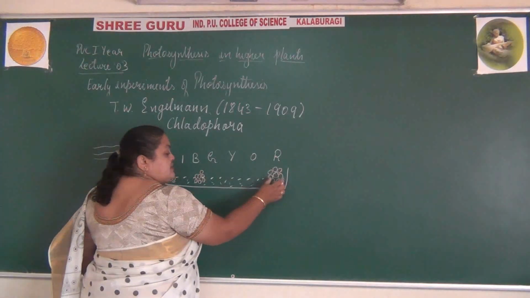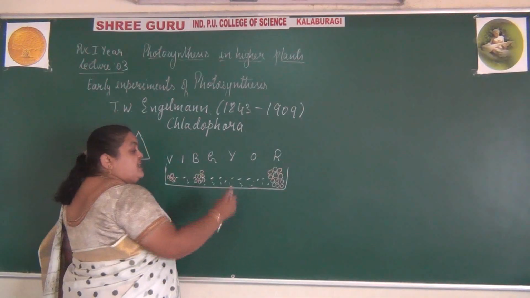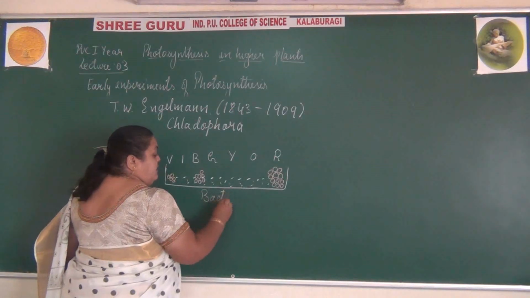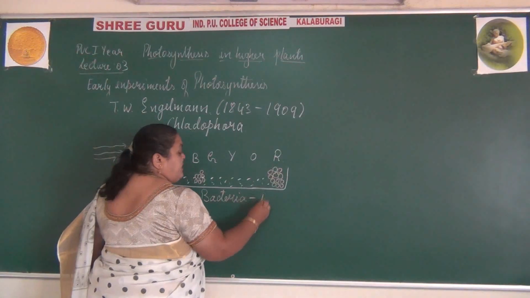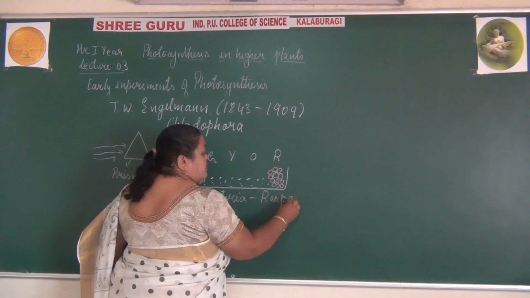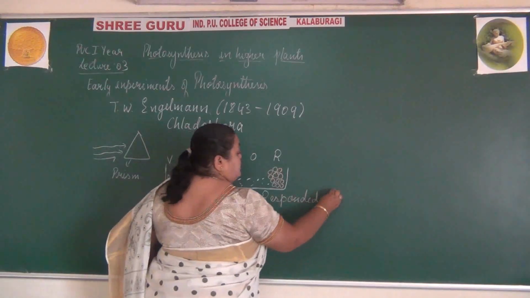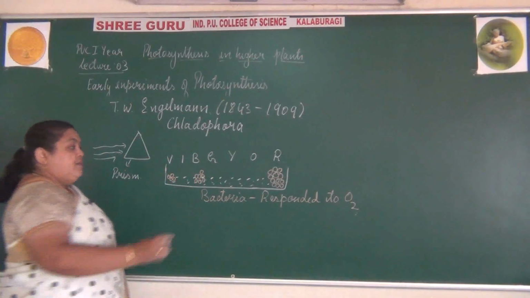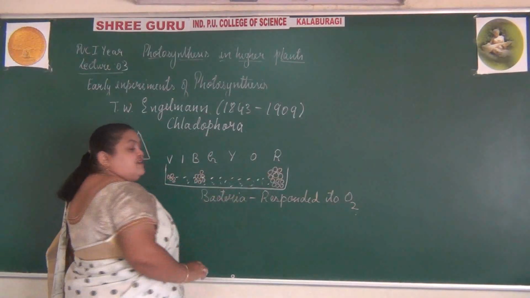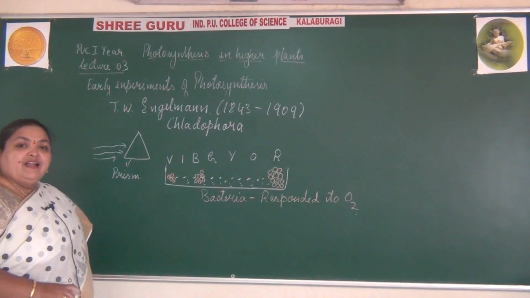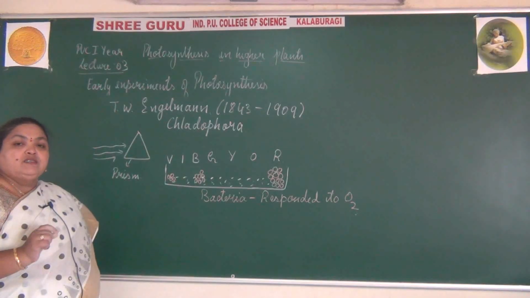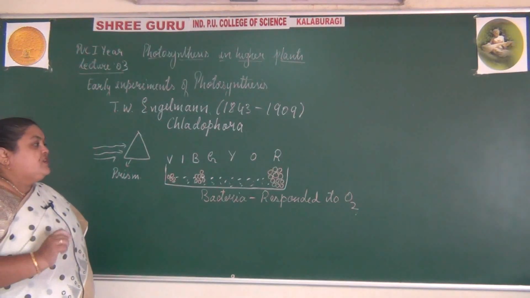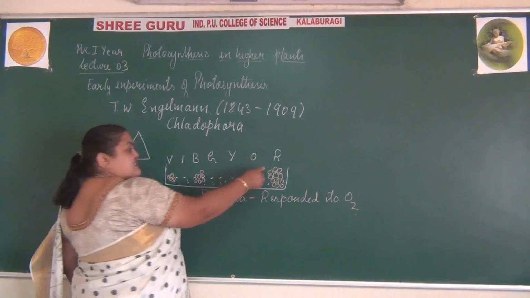So in the red region there was the greatest response of the bacteria. The bacteria responded to the oxygen that was released by the Cladophora in the red region. So he said that in the spectrum of light, the light that is most widely used for the process of photosynthesis is red.